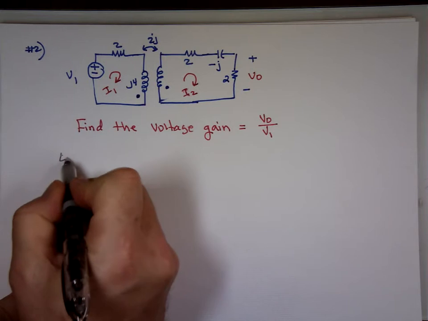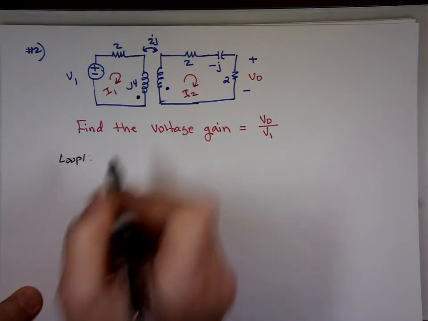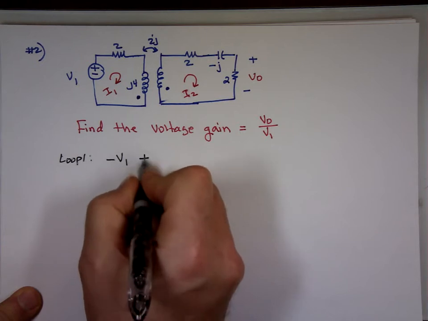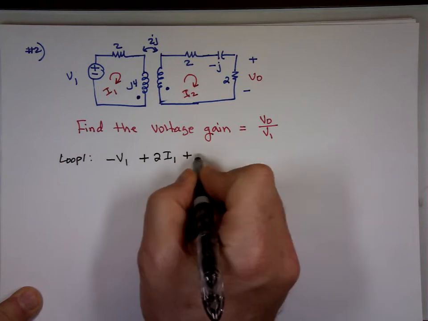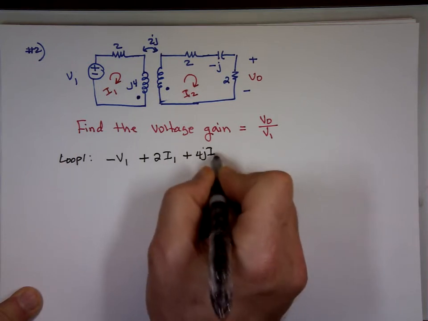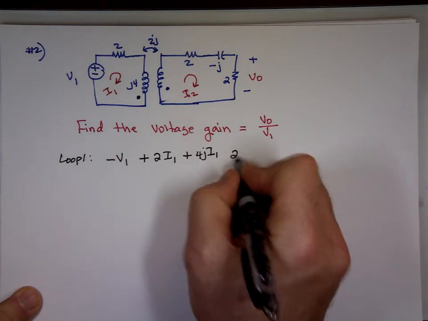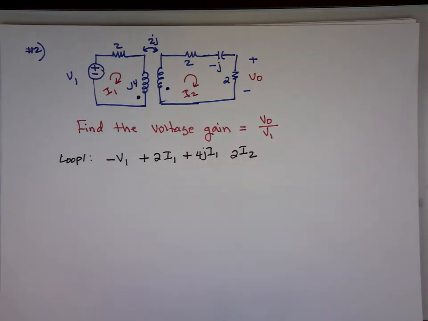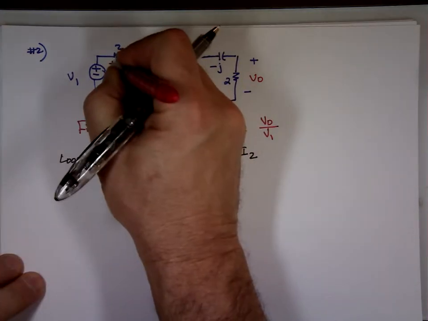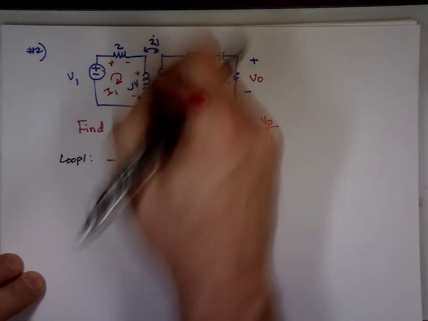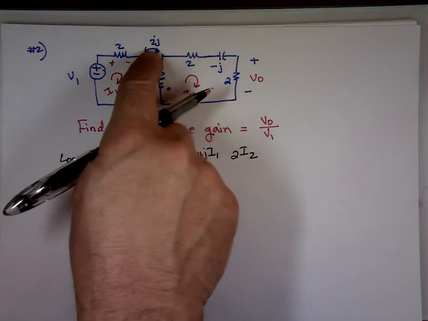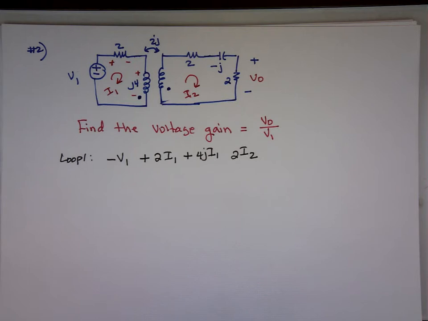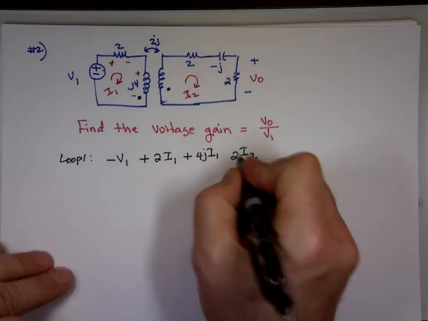Loop 1: negative V1 plus 2 times I sub 1 plus 4j times I sub 1. Now the mutual inductance. The mutual inductance is what? 2 times I sub 2. And let's look at that. When I did this, I was traveling in this loop in this direction. So I marked this plus to minus, because I'm traveling this way, I sub 1. So you want to put the mutual as 2j, right? I sub 2? Yeah, the mutual is 2j. Oh, 2j, I see. I'm sorry. Yep. 2j here, I sub 2.